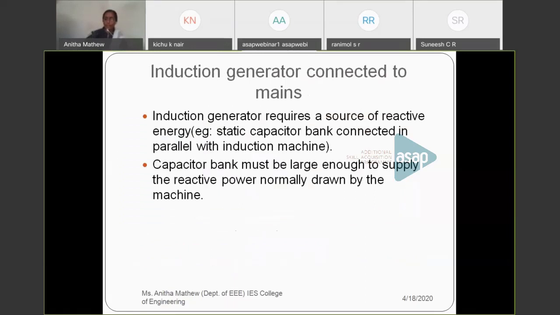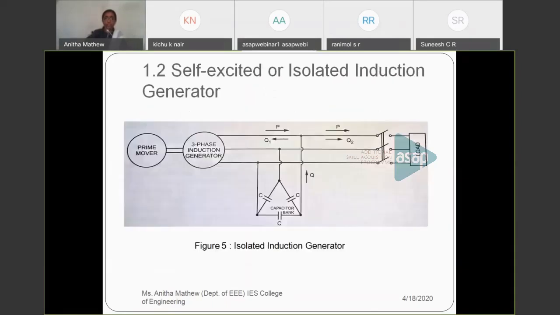The capacitor bank must be large enough to supply this amount of reactive power. Then we are moving to the second type of induction generator, that is the self-excited or isolated induction generator.